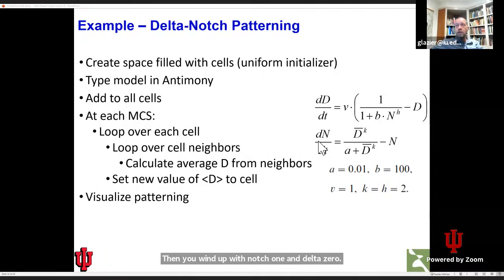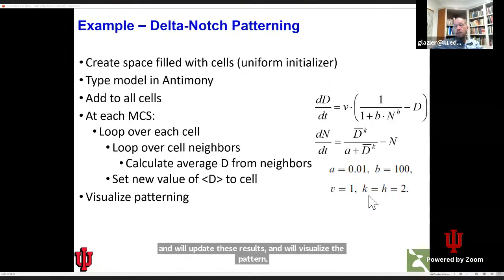All right. So what we're going to do is look at a simulation where we fill the space with cells. Initially, we'll freeze them, although we'll unfreeze them pretty soon. We'll put this little model in Antimony and add it to all cells. At each Monte Carlo step, we loop over each cell, loop over the neighbors of the cell, and calculate what the D of each cell is. We'll average that, pass that to our value, update these results, and visualize the pattern.